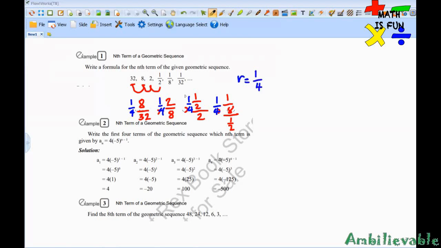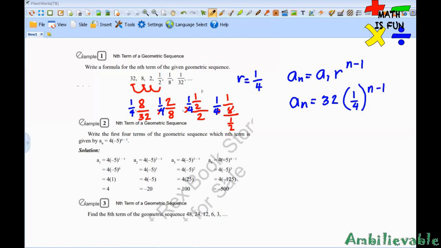It's the common ratio. Or if you multiply the preceding, 32 times 1/4 is 8. 8 times 1/4 is 2. And so on. So write a formula of the nth term. The formula that we have is a sub n is equal to a1 times r to the n minus 1. Since we're looking for the formula only, a sub n is equal to a sub 1, which is 32, multiplied by 1 over 4 to the n minus 1. That's it. We are looking for the formula only.